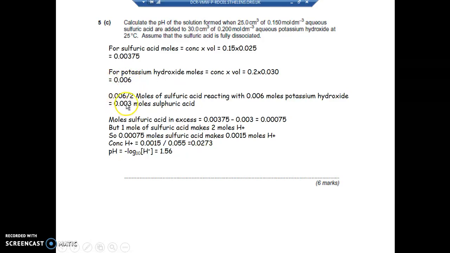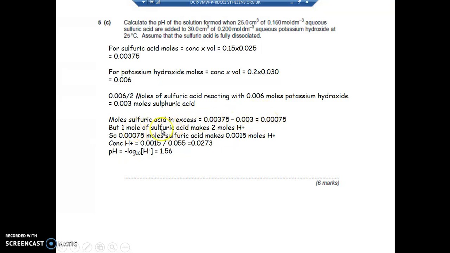So 0.003 moles of sulfuric acid react. I had 0.00375 moles of sulfuric acid to start with. So if I subtract the two, I work out that I've got 0.00075 moles of sulfuric acid left over. So I've got this amount of sulfuric acid in excess.